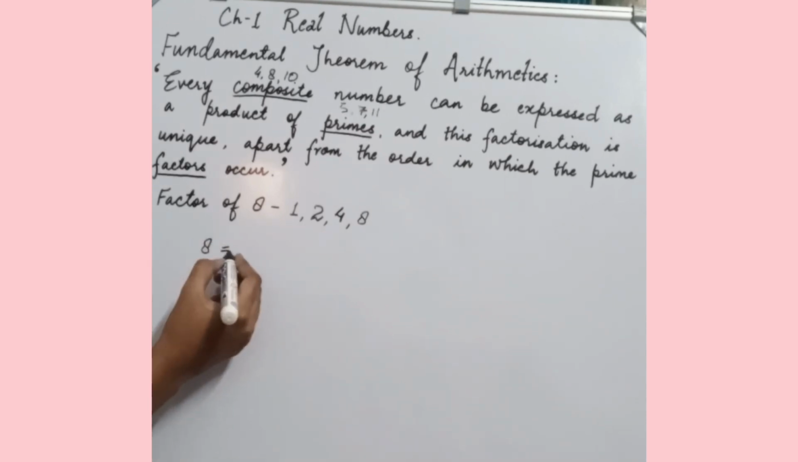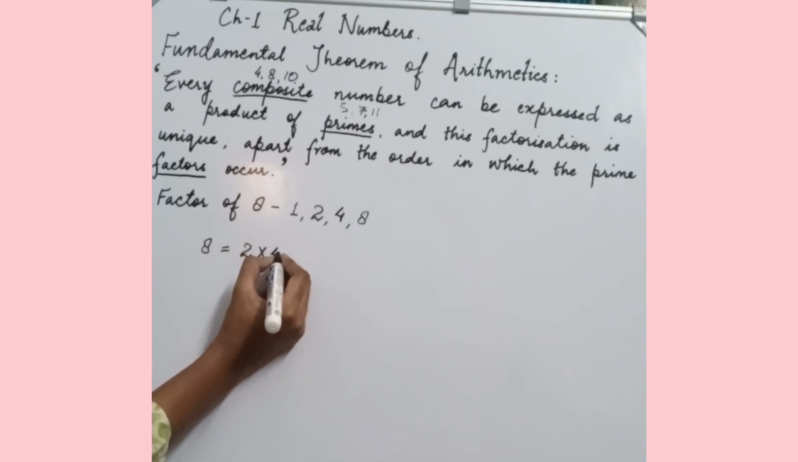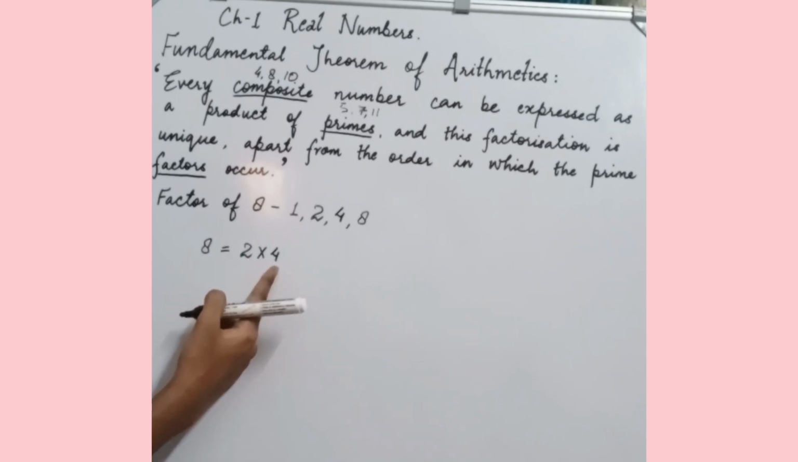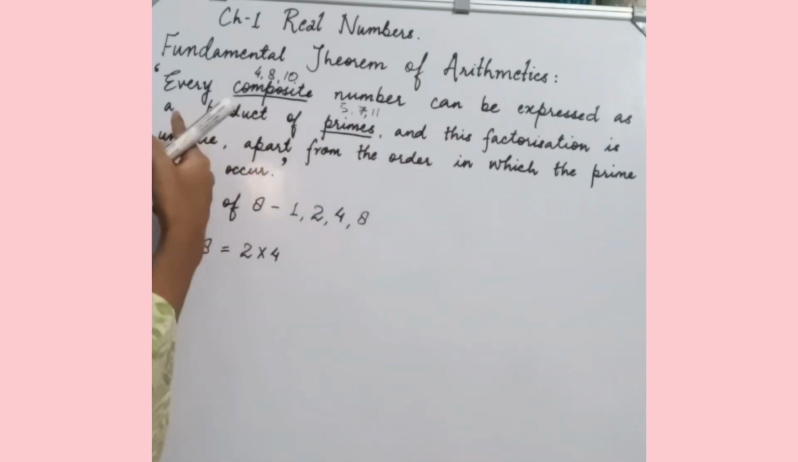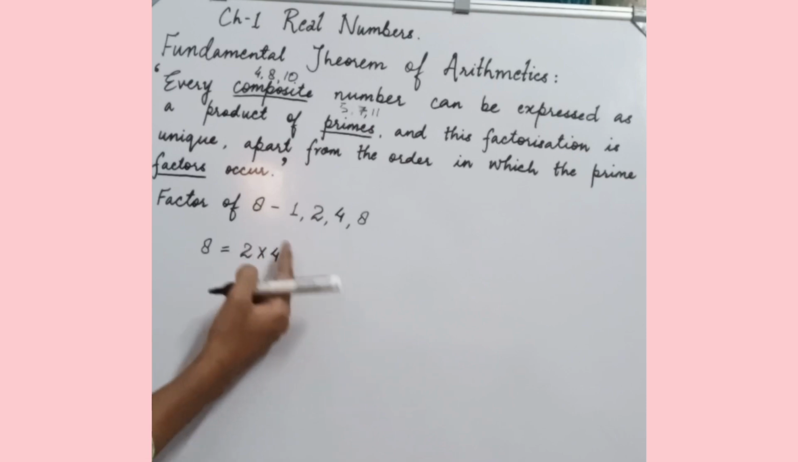What is 8? 8 is 2 4s are 8. Shall I write here 2 4s are 8? But now 2 is a prime number. But is 4 a prime number? No, 4 is not a prime number. 4 is a composite number. So this is not the expression that is mentioned in this theorem, because 4 is not a prime number.